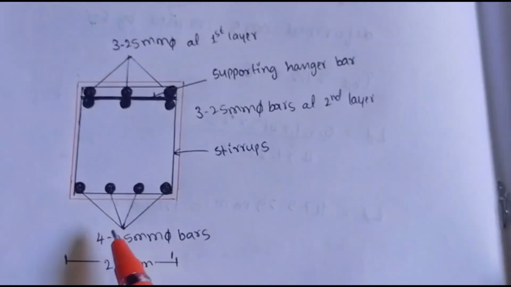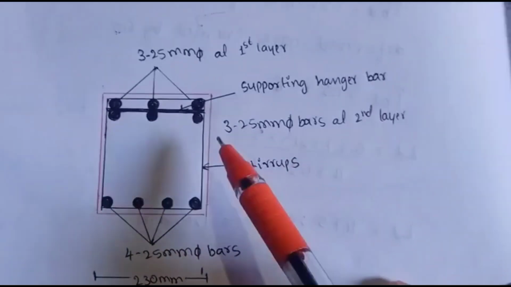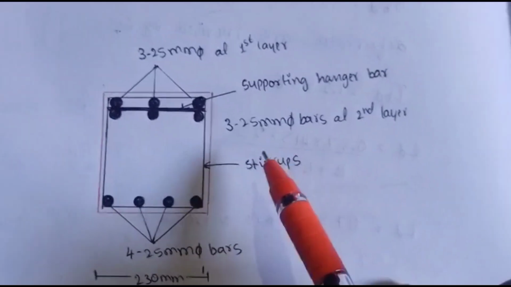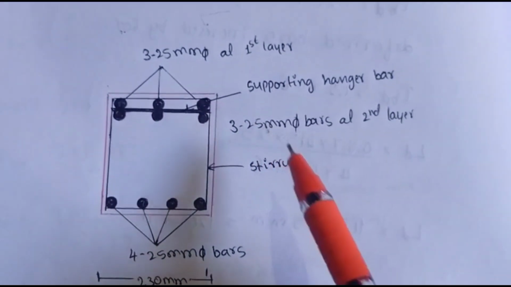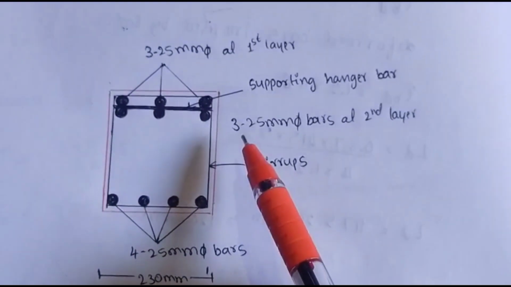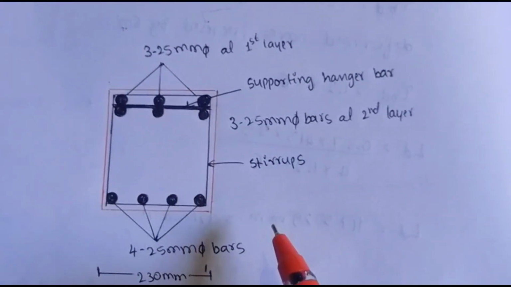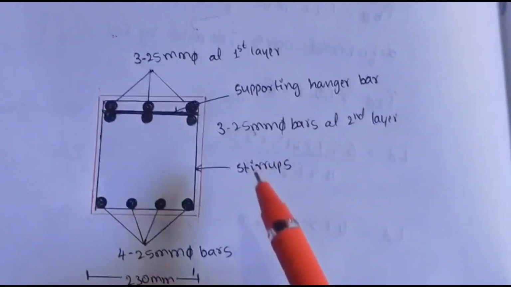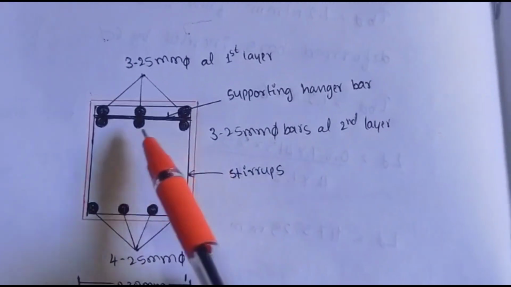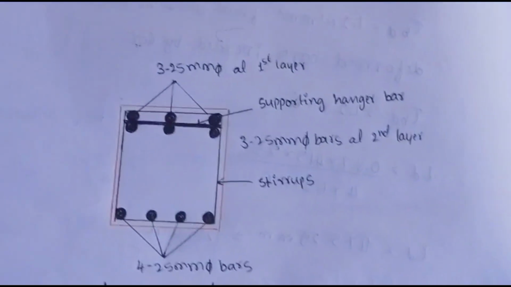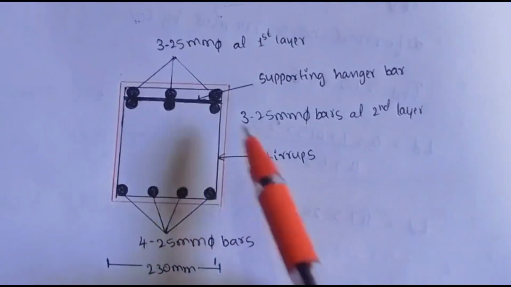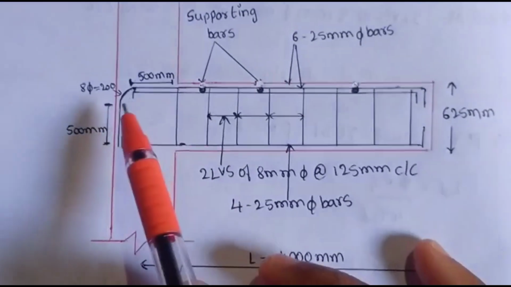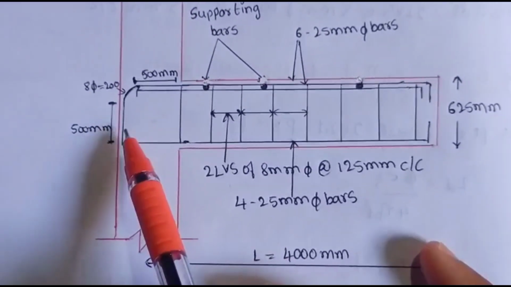We have provided 3 bars in the first layer and another 3 bars in the second layer because the required total area of steel for tension reinforcement cannot fit into a single layer, so we have to provide another 3 in a second layer. This is how the bars are arranged. And this is our development length, which we have got as 1200 mm.